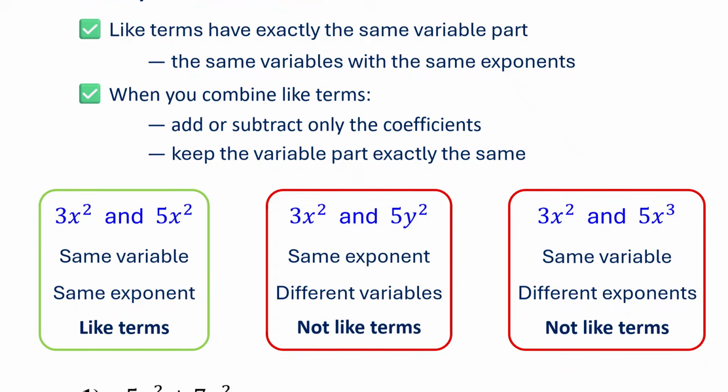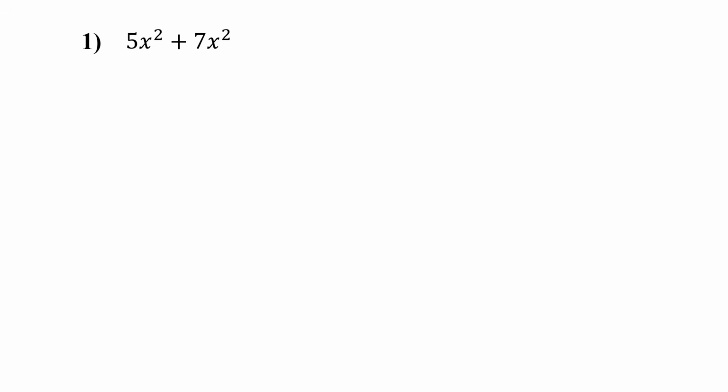Alright, now let's jump into our first example, 5x squared plus 7x squared. Both terms have the same variable part x squared, so they are like terms. That means we can combine them. To do that, we just add the coefficients. 5 plus 7 is 12. The variable part stays exactly the same, so the answer is 12x squared. That's it. Great, let's try another one.